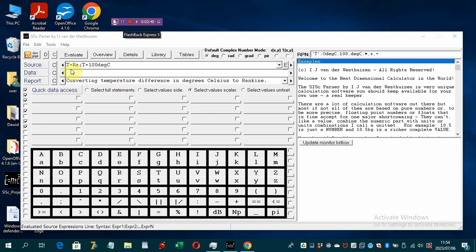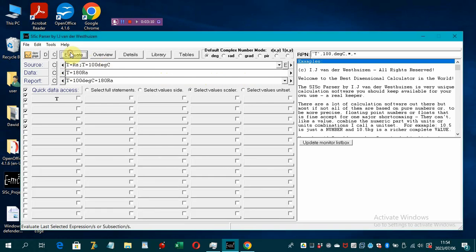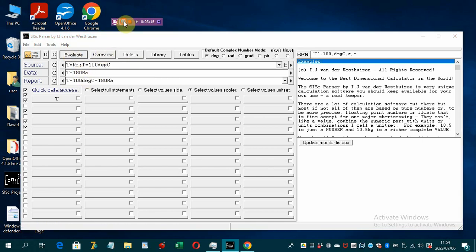Here we're going to solve temperature difference in degrees Celsius. That's 100 degrees Celsius to Rankine. That RA is for Rankine, and I just want to show you this, converting temperature differences as 100 degrees Celsius relatively to Rankine. T equals Rankine, T equals 100 degrees Celsius. We hit evaluate, we get 180 Rankine. Okay, stop it.